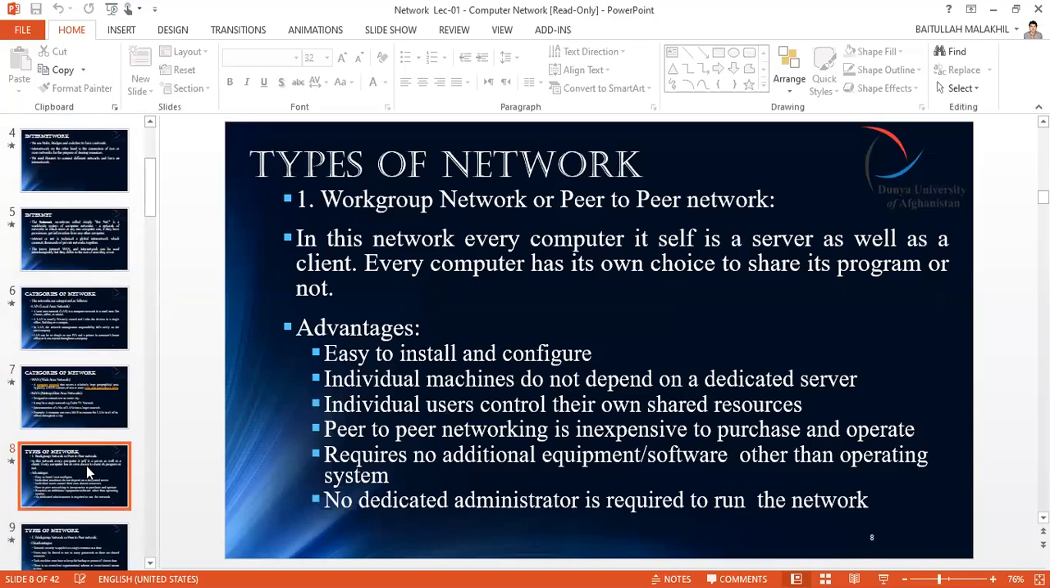Now coming to the types of networks. Kaihan is back. I will read your chat as well. So thank you all. Thank you, Abdul Basit. So now coming to the types of network. In the types of network, we have two types of network.